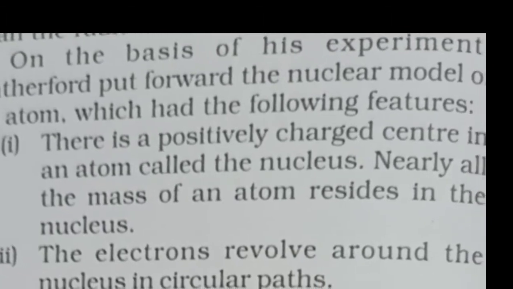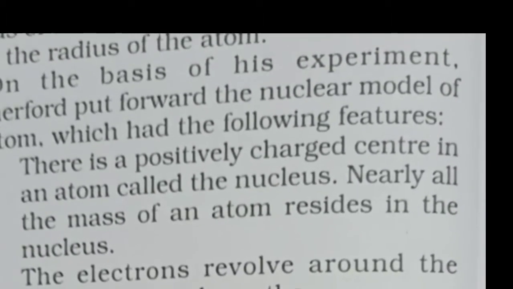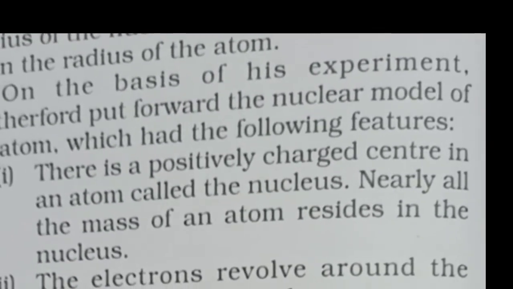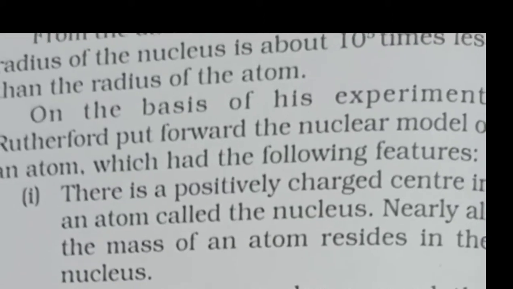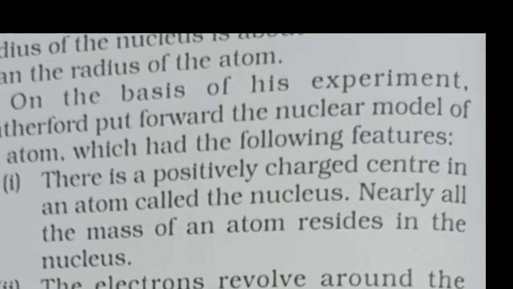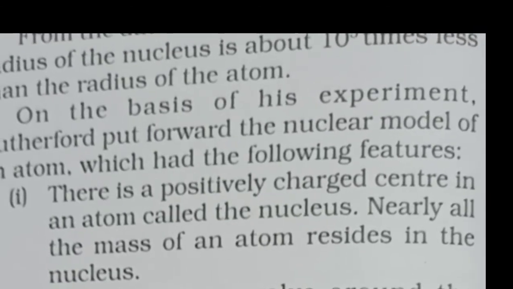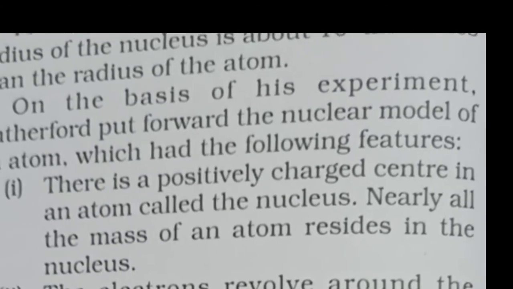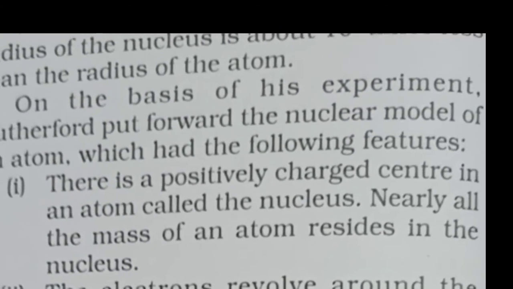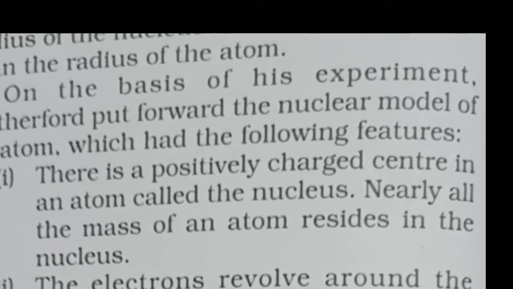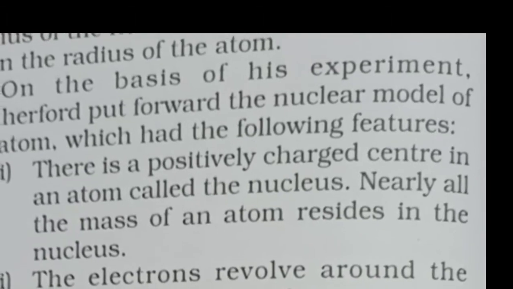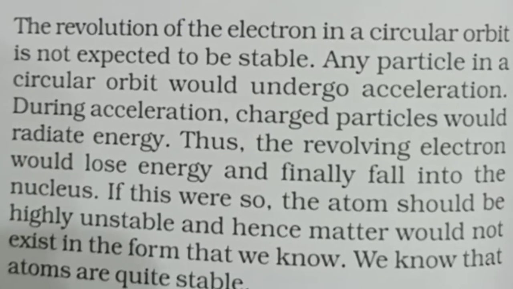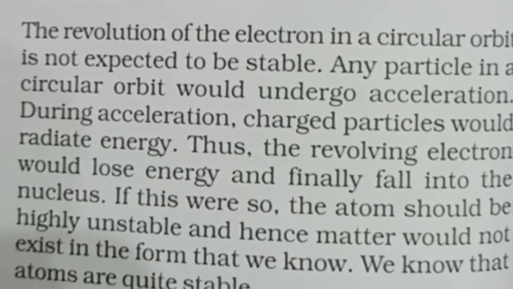But what do we know about the atom? We know that it is stable. It does not collapse. Its electrons do not collapse. Then Rutherford was asked to explain how it happens that the atom is stable. Rutherford was unable to give an answer to this question. That means Rutherford's model could not explain why an atom is stable. So this is the major drawback of Rutherford's model of an atom.